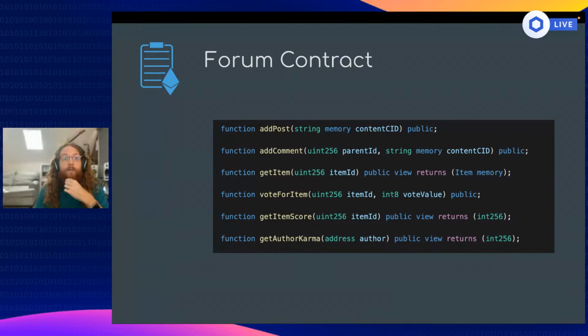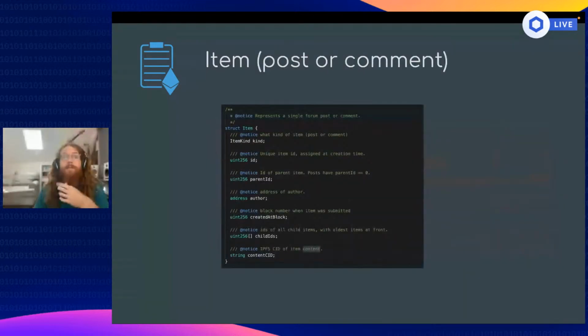And then we also have this item structure that gets stored on chain to describe every item. It's storing maybe a little bit more than it actually needs to, just for ease of use, but it could be optimized a little bit. So basically it just tells you, is it a post or a comment? What is its unique ID? If it has a parent, what is the parent ID? And posts always have the parent ID of 0, so it's pretty easy to distinguish them from comments.